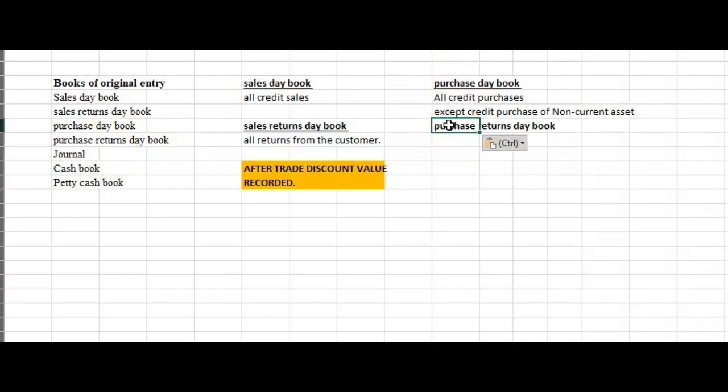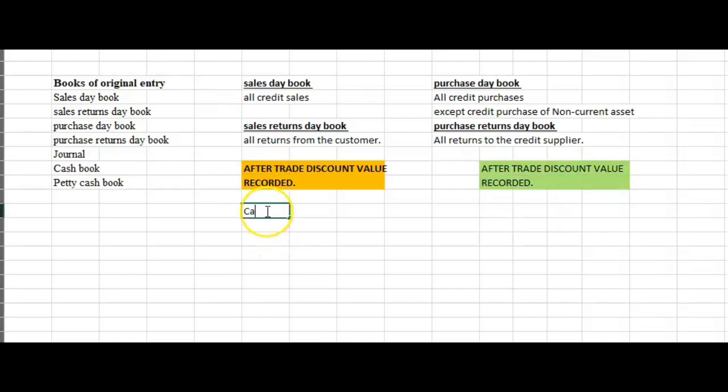The Purchases Returns Day Book records the value of goods returned to suppliers. Just like the Sales Day Book and Sales Returns Day Book, the Purchases Day Book and Purchases Returns Day Book always record values after trade discount. This applies only if a trade discount is allowed by the supplier. It is important to remember that the trade discount itself is not recorded anywhere because it is not considered part of the transaction.